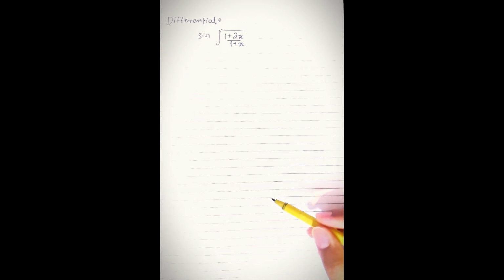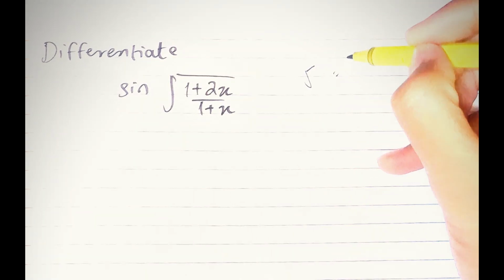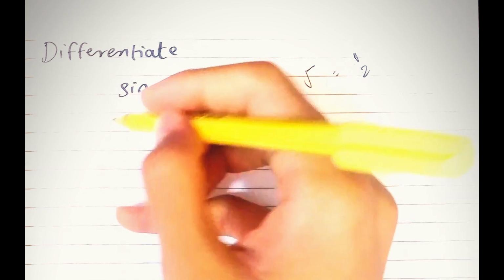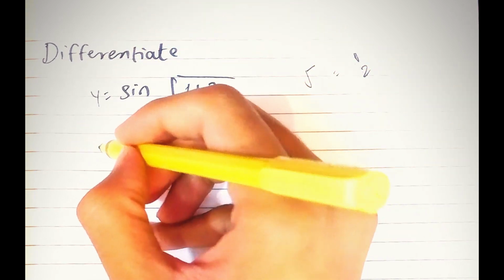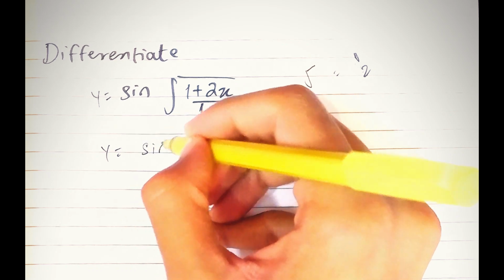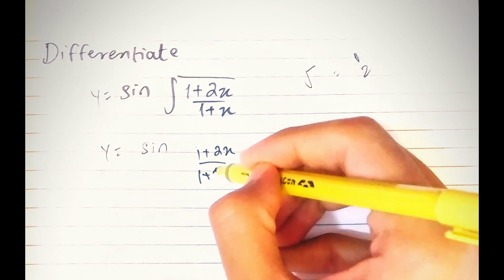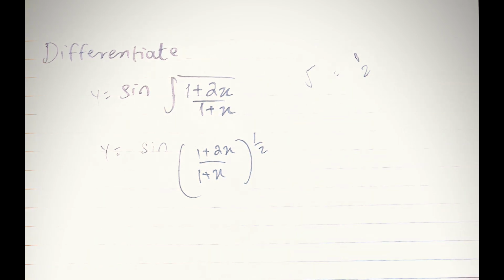Okay, so guys, now in this video we have to differentiate sine of root (1 plus 2x) divided by (1 plus x). And whenever we are given a root, we have to make it equal to power 1 by 2, right? So the root is actually equal to power 1 by 2. So first of all, let's consider this function as y. And then we can write this as sine of ((1 plus 2x) divided by (1 plus x)) power 1 by 2. Okay, and now I can continue by applying the differentials on both sides of the equation.